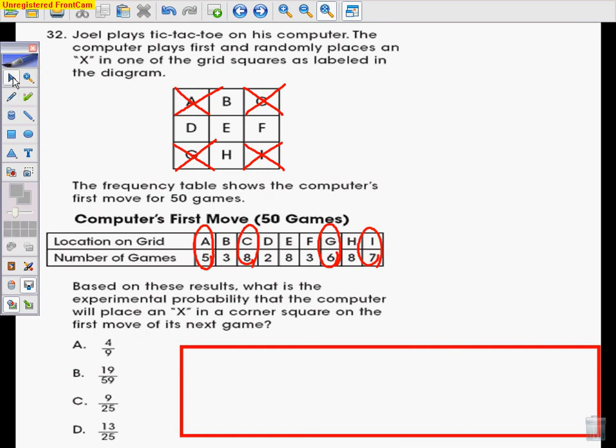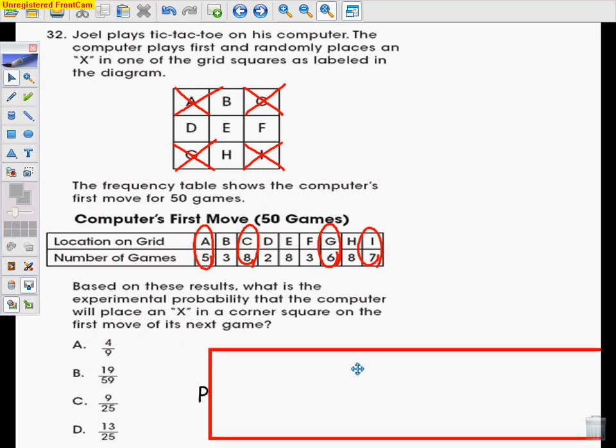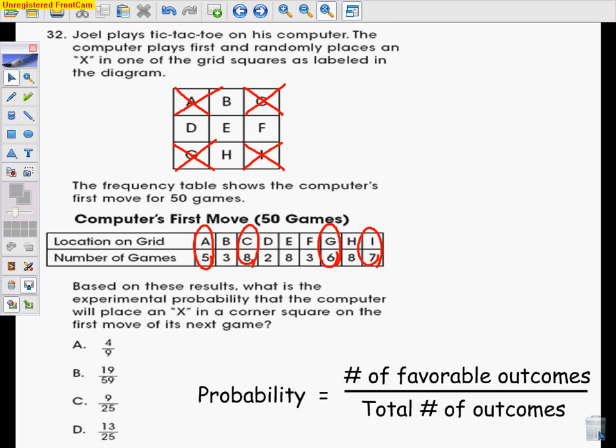Now, when you're talking about probability, we want to use this formula. The number of favorable outcomes divided by the total number of outcomes equals the probability. Well, in this scenario, the number of favorable outcomes is placing an X in a corner square. Okay, that's what we're looking for. Favorable outcomes is the outcomes that you're looking for.